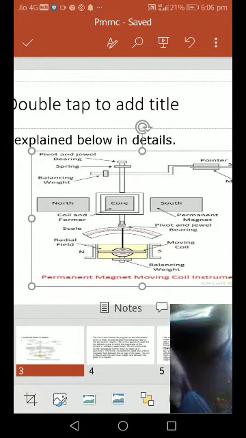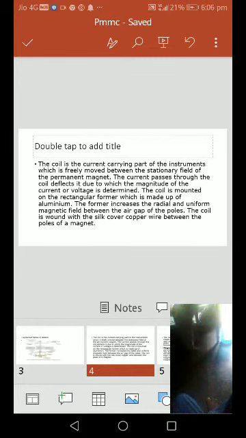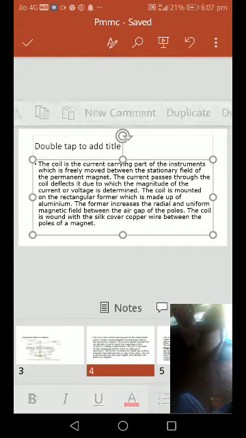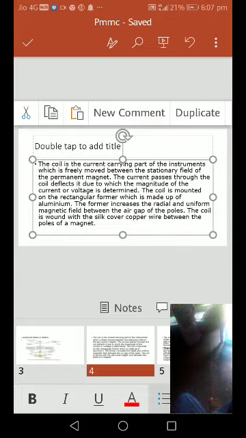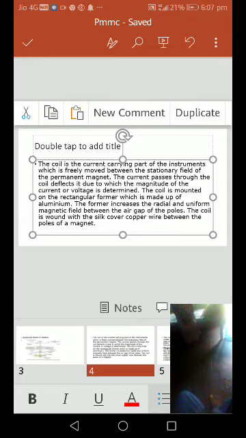Then we go to the next slide. The coil is rotating at constant speed. The coil is the current carrying part of the instrument, which moves freely between the stationary field of the permanent magnet. The current passes through the coil.